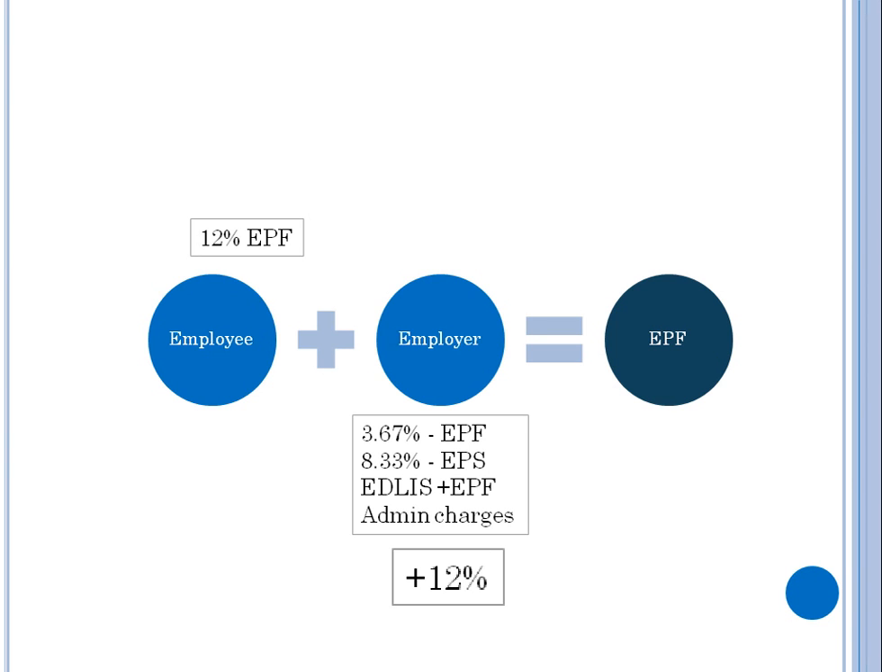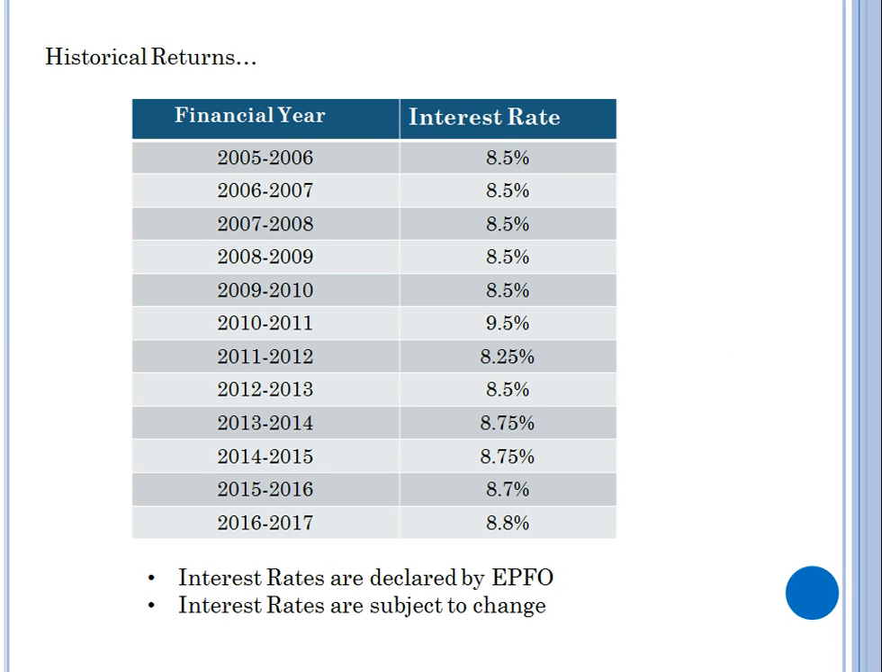Now let us learn how the returns are calculated with EPF. Before understanding the calculation part, let us see the historical returns provided by EPF for the last decade. It is quite interesting to note that the highest interest rate offered by EPF in the last 10 years was 9.5% for the financial years 2010-11 and 2011-12. The lowest interest rate offered was 8.25% in the last 10 years. The most interesting part is that this happened in back-to-back financial years.